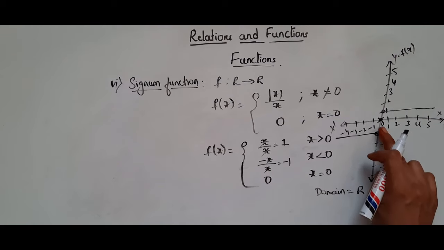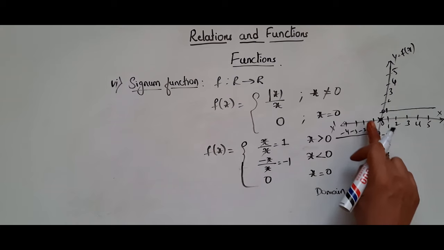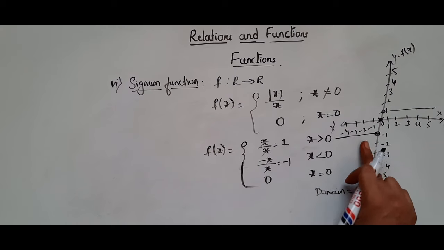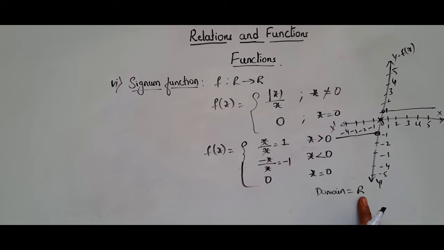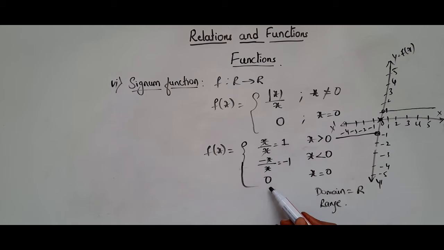So any value you take in x, you will get y as 1, and any value of x which is negative, that will give you minus 1. So domain is R. Now what is range? Range is nothing but the value of f of x. Here f of x values are 1, minus 1 and 0. Only these three values. So range will include 0, minus 1 and 1. So I hope this is clear.